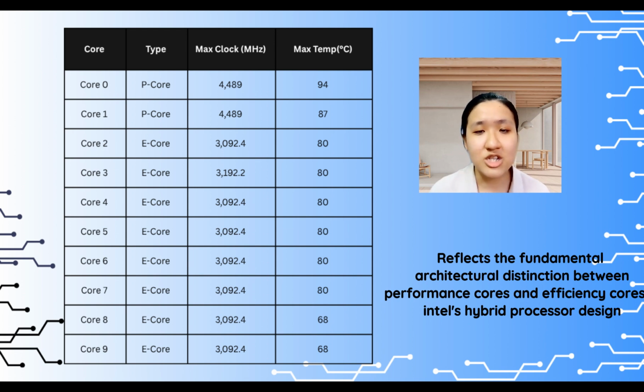The Windows scheduler initially assigned the workload to P-Core 0, which reached the highest thermal load of 94 degrees. To prevent substantial throttling, the scheduler then migrates the thread to P-Core 1, which recorded a lower peak temperature of 87 degrees. This demonstrates Intel's Thread Director technology actively managing thermal density across the hybrid core architecture.